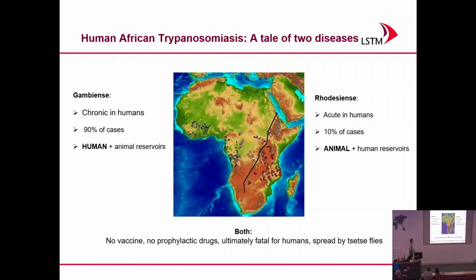And then what can we say about both? What are the common things for both diseases? Well, there's no vaccine. There are no prophylactic drugs. Until very recently, treatment has been with very toxic drugs and very difficult to administer drugs, but there are changes in that domain now as well. Ultimately, it's fatal for humans if it's not treated, and it's spread by tsetse flies.